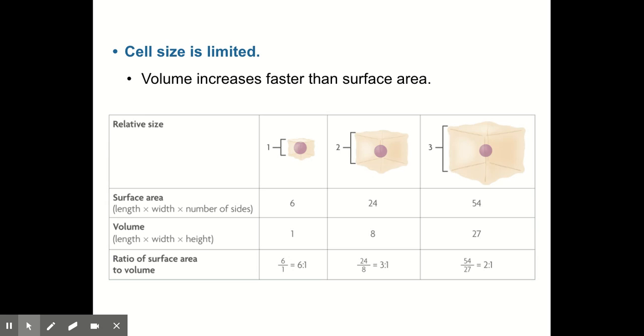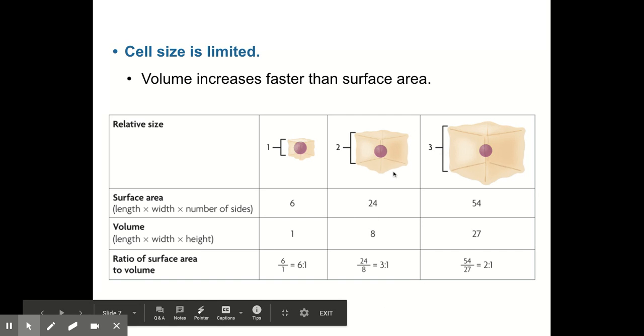Now, cells can only get so big. There are reasons that humans, for instance, aren't just one big cell. And essentially, it has to do with diffusion, which we just learned about. The cell membrane is responsible for things going in and out of it, and things need to go in and out of a cell efficiently. And as a cell gets bigger, it can't let things in and out very efficiently.